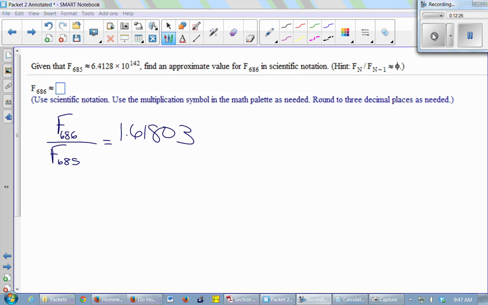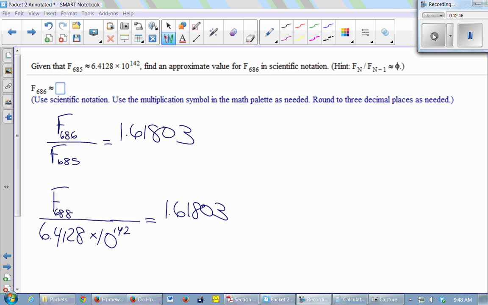So I'm going to put in F686 is what I don't know, so I'm just going to leave it 686. And then F685, I know that's 6.4128 times 10 to the 142. That should equal 1.61803. And then to solve this thing, you would multiply both sides by that denominator. Or you can think of this as over 1 and cross multiply.